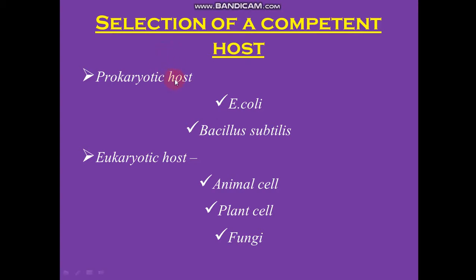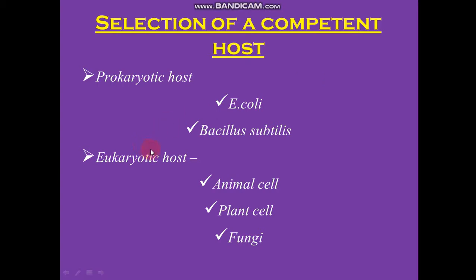So, the first thing here is the prokaryotic host. Two kinds of host cells can be used, the prokaryotic host and the eukaryotic host. In the prokaryotic host, we use E. coli, Escherichia coli, and Bacillus subtilis. These both are prokaryotic hosts. Most commonly, we use E. coli. E. coli is the best prokaryotic host for carrying the recombinant DNA.